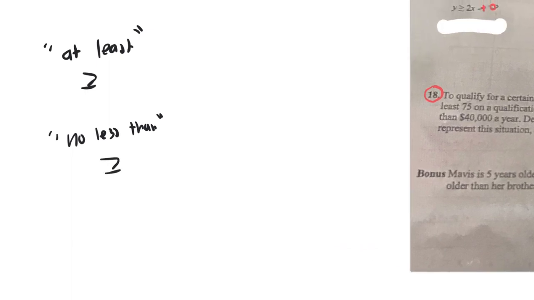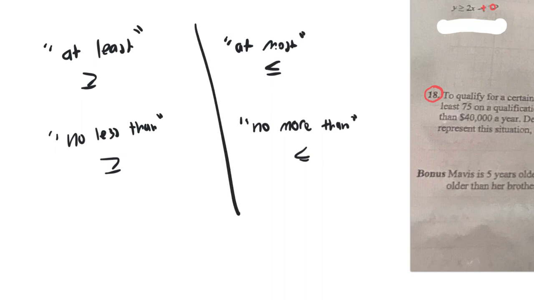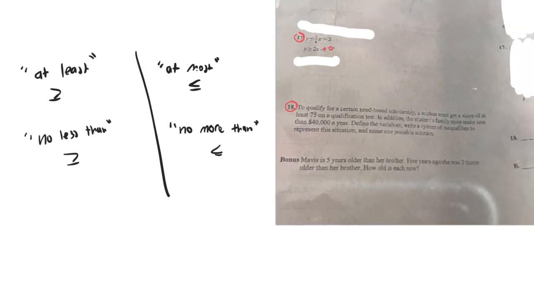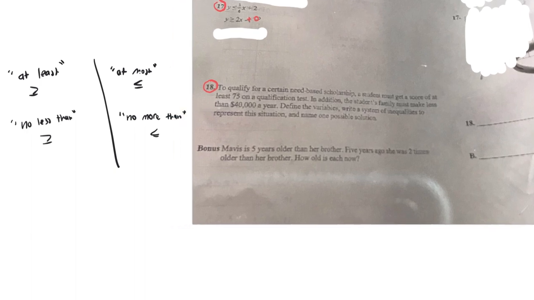If you hear a word problem say at most, something is at most something, that means less than or equal to. And if you hear a word problem say no more than, then that would also be less than or equal to, okay? So we are dealing with a word problem that's using the phrase at least. So we're going to be imagining a greater than or equal to scenario. And to be clear, the phrase at least is right here.